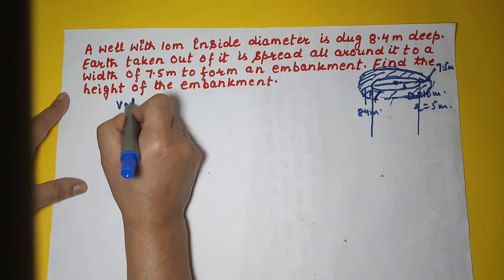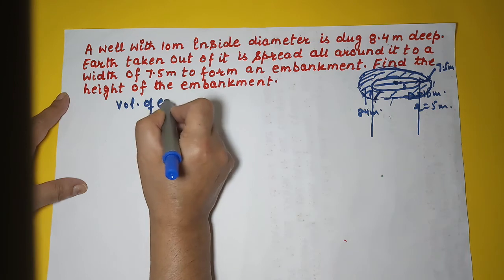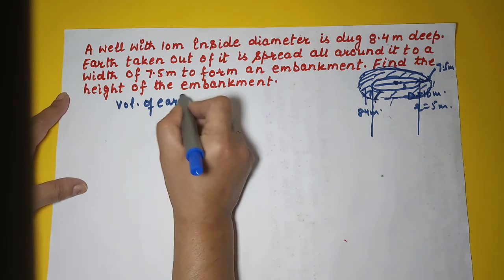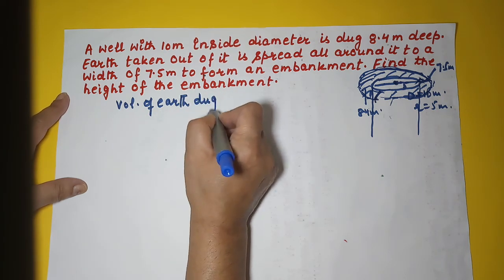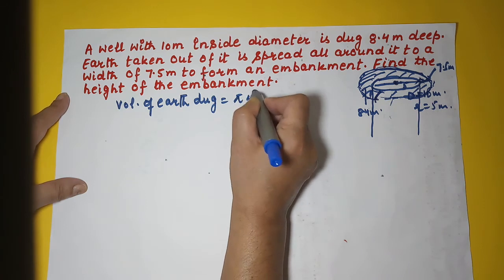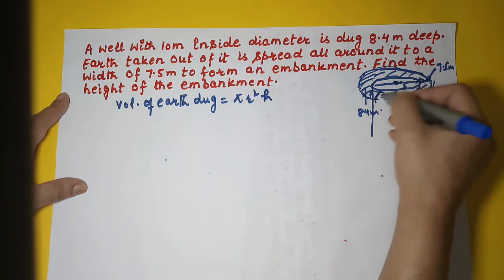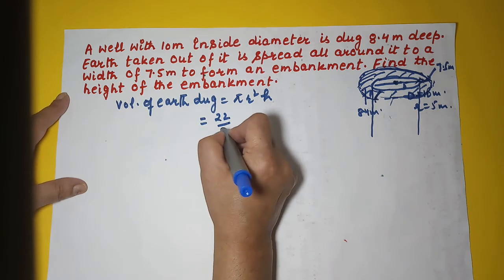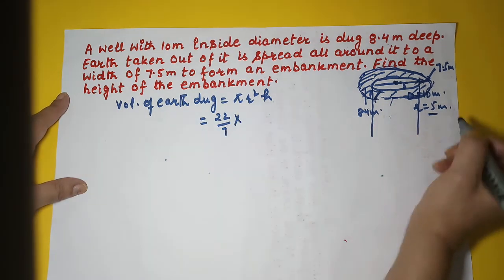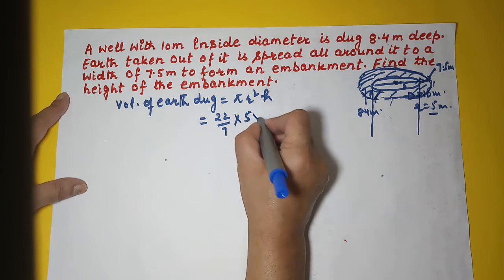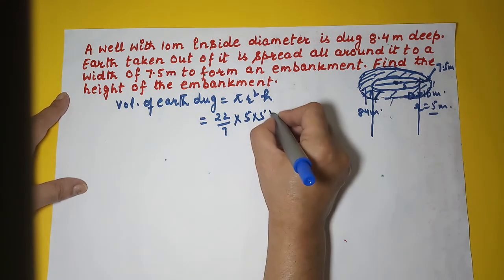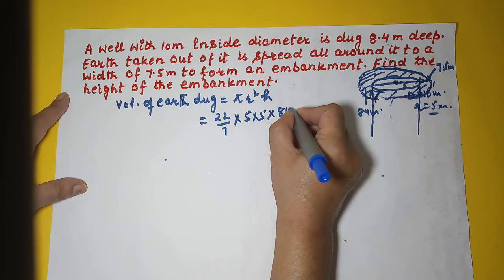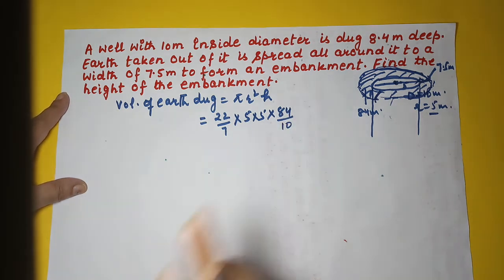So we will continue with the earth. How much earth, the volume of earth taken out from the well. So the volume of earth dug will be pi r square h, because it's a cylindrical well. So that is 22/7 into radius 5 into 5, and height 8.4. So let it be 84 by 10. Let's keep it as it is.